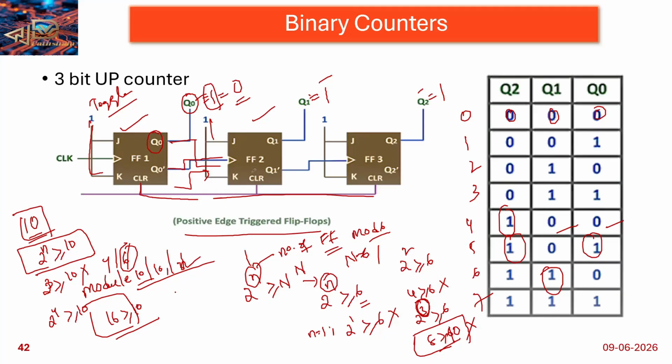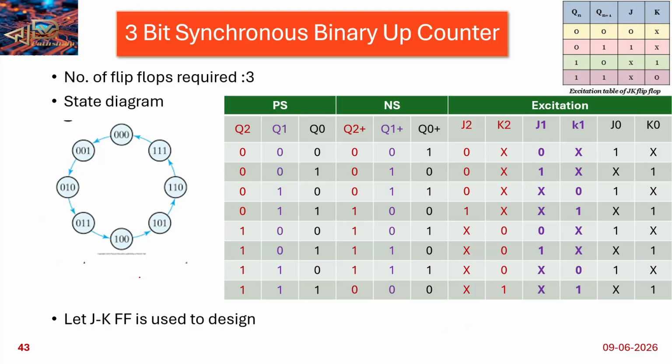So then 4 flip-flops are required. How to design that modulo 10 counter? This is the modulo 10 counter I want to consider here. So this is mod 10.